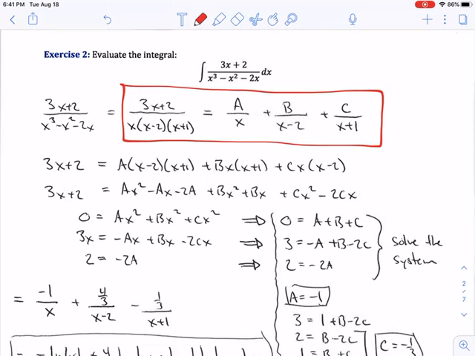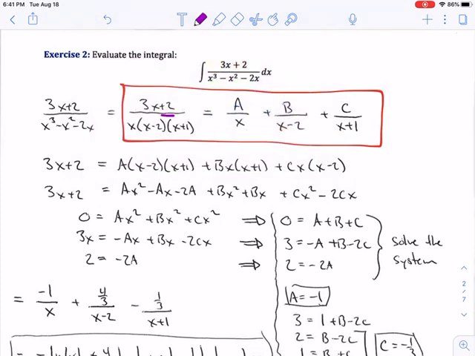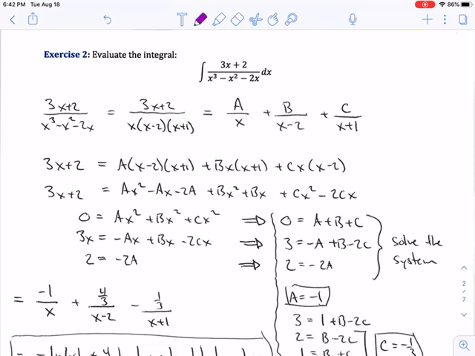To simplify a rational equation, rather, not a function, but a rational equation, you multiply both sides by the least common denominator. Well, the least common denominator is this denominator. I'm multiplying both sides by that denominator. So here's what that might look like. I'm going to take this over here and multiply it by x minus 2 times x plus 1.